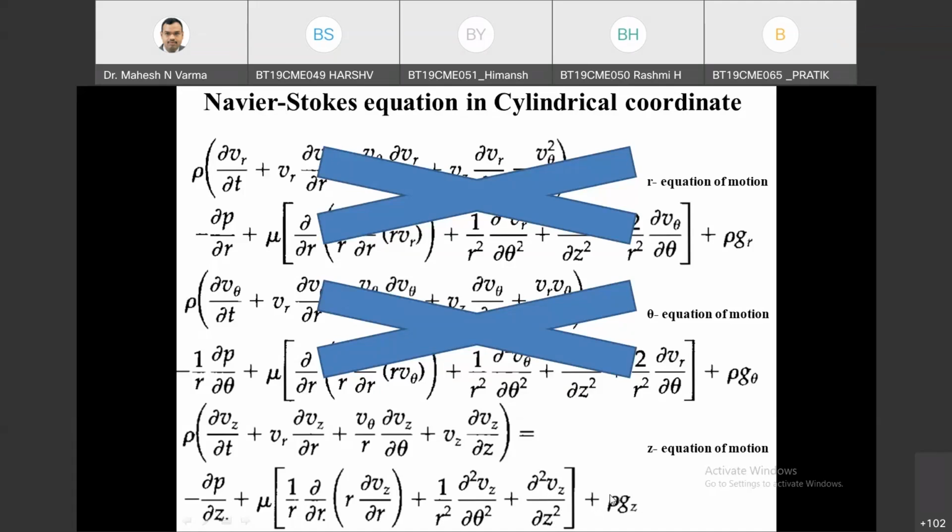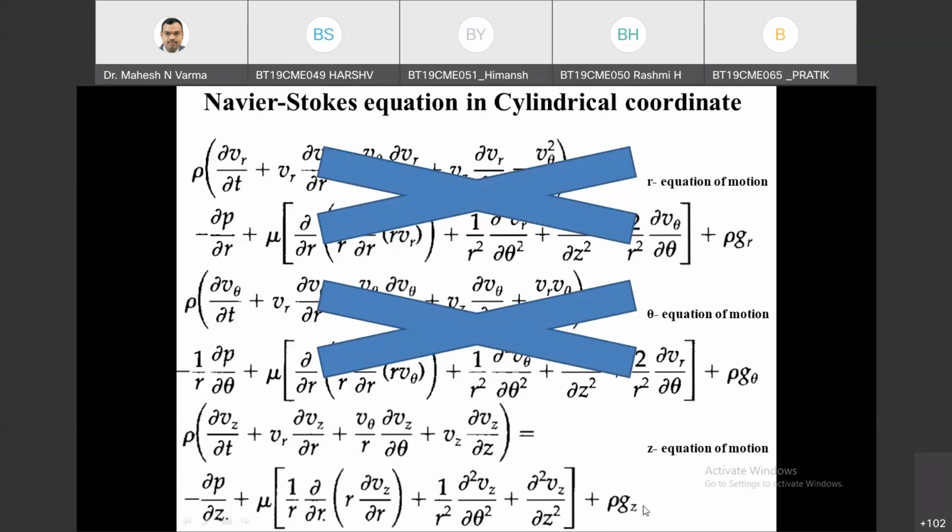Whether this will be zero or non-zero? Non-zero, sir, parallel to the z direction. So GZ will be this. You need to know whether you are considering the z axis in the direction of flow or opposite to the flow. That will decide the direction of GZ. GZ will be either plus g or minus g. Here gravitational force is in the direction of flow, so it will be plus g.